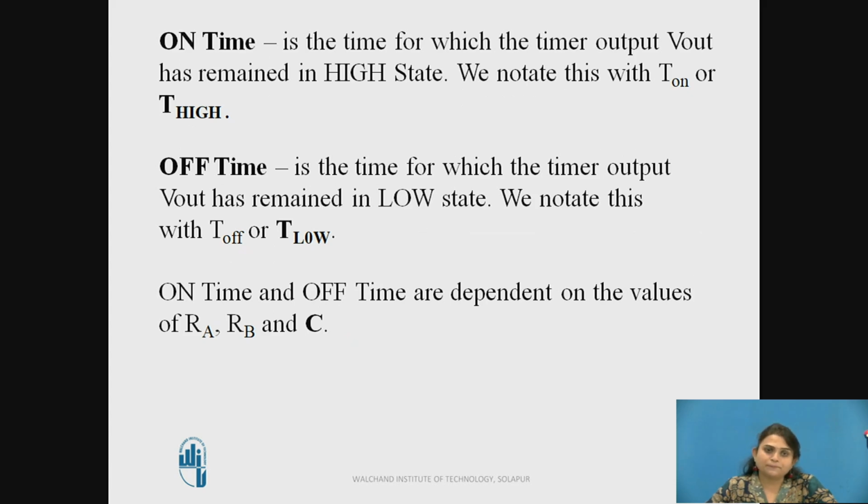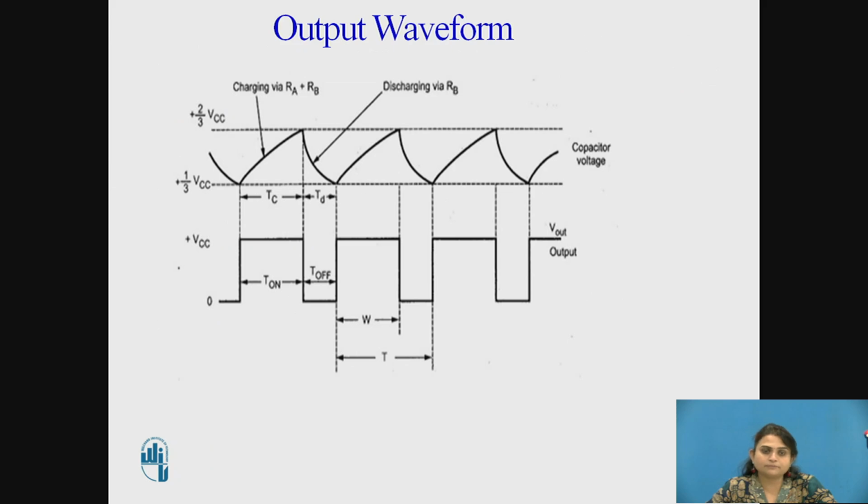Now, what is meant by on time? It is the time for which the timer output Vout has remained in high state, that is up to 2/3 VCC. When it reaches that, our output will be at VCC. We note that this time is called T on or T high time. The second one is the off time. It is the time for which the timer output Vout has remained in low state. We note this as T off or T low. Now, this T on and T off are dependent on the values of RA, RB and C, which we have used in the Astable multivibrator.